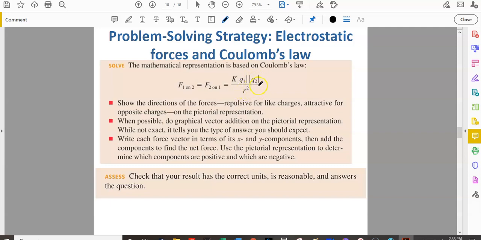Don't forget, this is the distance apart that you're squaring. So try to remember to put parentheses around the distance apart of those charges. And also remember that the Q's have absolute values on them. It's only the magnitudes of the charges that contribute to the sizes of the forces. The direction of the forces you just have to think about. Are they attractive or repelling?